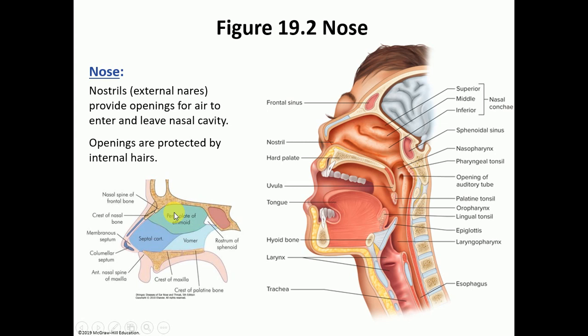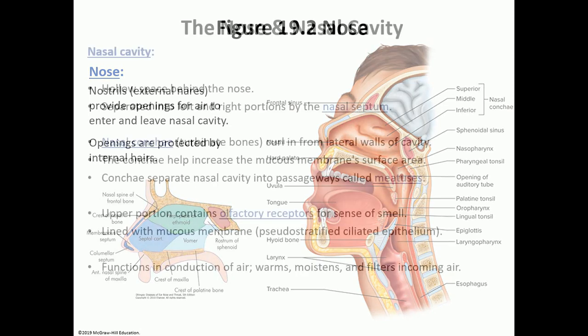So this is the nostril and this is the back of the nose. The posterior part of the nasal septum is made by the perpendicular plate of ethmoid on top and then the vomer bone on the bottom, while the anterior portion of the nasal septum is basically cartilage. It is not a bony structure.